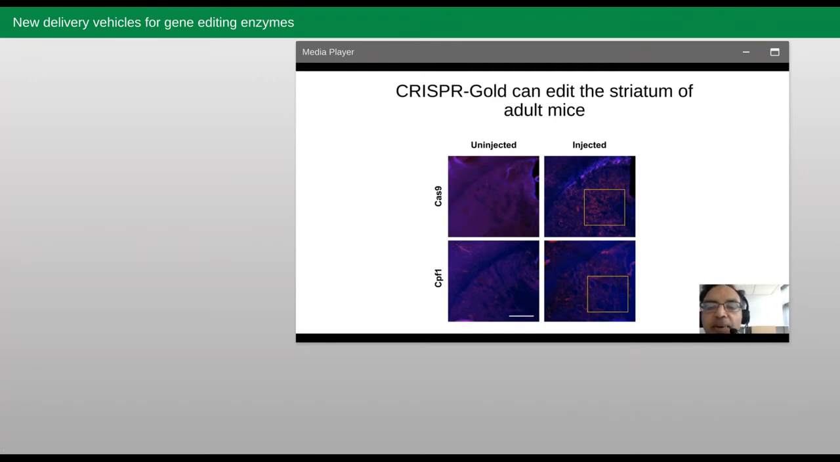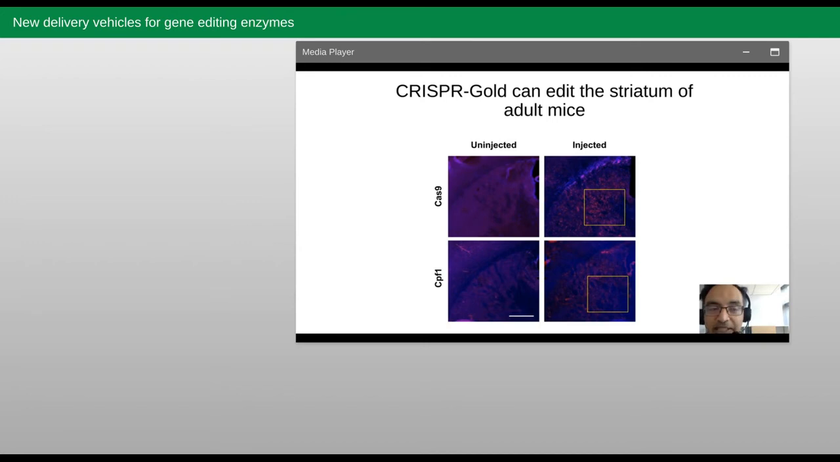So you can see on the top is the Cas9 injected striatum, and under the header that says injected, you can see a lot of red cells in the yellow box. Each one of those cells is a cell that got 2 cuts, and then not only 2 cuts, but 2 cuts and recombined. And then in the bottom is the CPF1 treated mice, and again in the yellow box you see a lot of red cells.